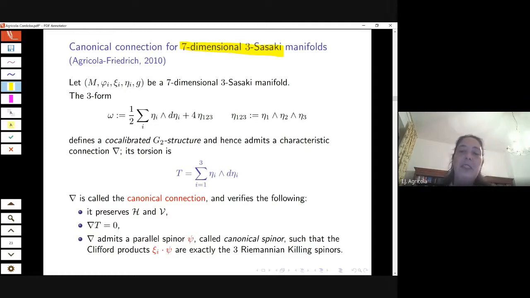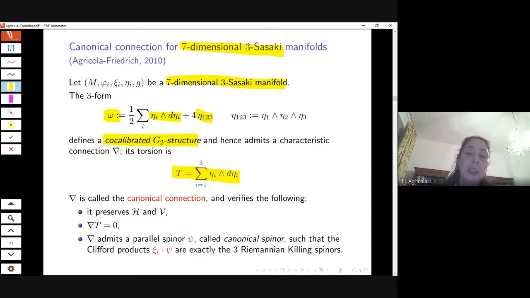So you start with a 7-dimensional free Sasaki manifold. And then you take as the three-form the average of the eta_i wedge d eta_i's plus a term which is proportional to the wedge product eta_1 wedge eta_2 wedge eta_3. Check easily, this defines a co-calibrated G2 structure. Co-calibrated G2 structures always admit characteristic connections, and the torsion is something very beautiful. It's just the sum of the three eta_i wedge d eta_i.